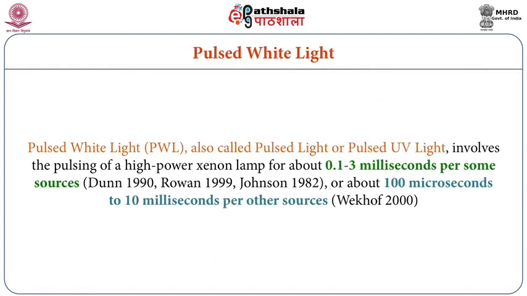This pulsed light is also called pulsed white light, pulsed light, or pulsed UV light. These pulses, for example, come from pulsing a high power xenon lamp for around 0.1 to 3 milliseconds from the source. So it gives the light for around 0.1 to 3 milliseconds, with a spectrum of around 200 nanometers to 1100 nanometers. When we apply this on the food, the pathogens get inactivated.